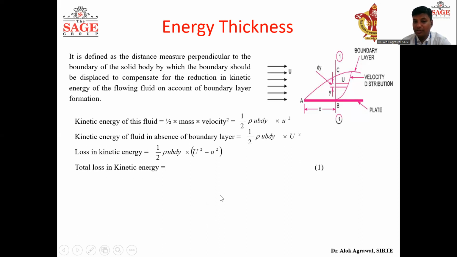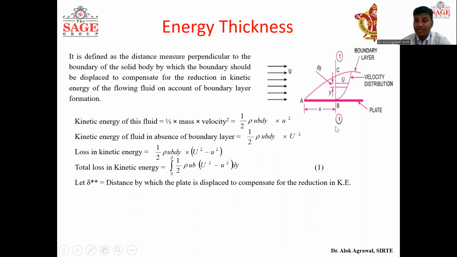Now again, the same thing: the total loss of kinetic energy will be the integration from 0 to delta of half rho u b (capital U squared minus small u squared) dy. This loss is through the strip only, so to calculate the complete loss, we have to integrate this from 0 to delta. Now again we have to equate this with what? We have to move this plate by delta double star to compensate for the loss of kinetic energy.